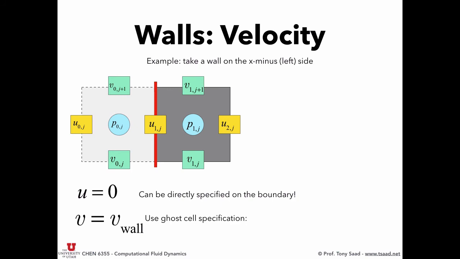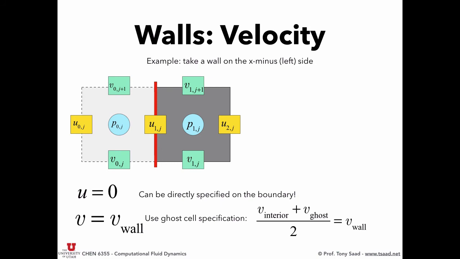Yes, average. We use the ghost cell. We say V interior plus V ghost over 2 equals V wall. So up to second order, this will give us a specification for the moving wall velocity.